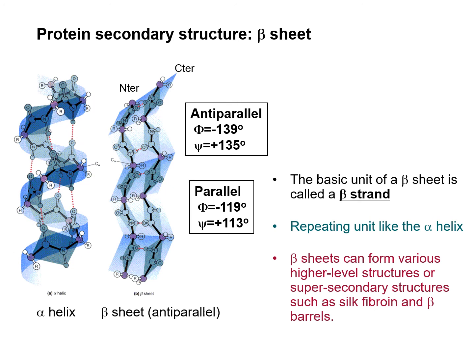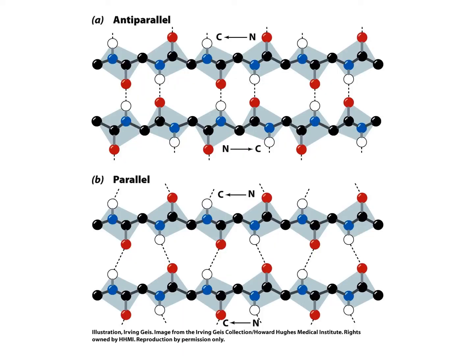But the beta sheet can form various higher level structures or the super secondary structures, where the different types of secondary structures are put together to form the higher order 3D structure, such as the silk fibroin and the beta barrels, that I'm going to show you some pictures of in a few slides. So here's again the top view of the antiparallel beta sheet versus the parallel beta sheet. As you can see, the antiparallel goes N to C, but the next one is actually located as a C to N terminal, as opposed to parallel beta sheet, which shows the same direction, N to C, N to C terminal.